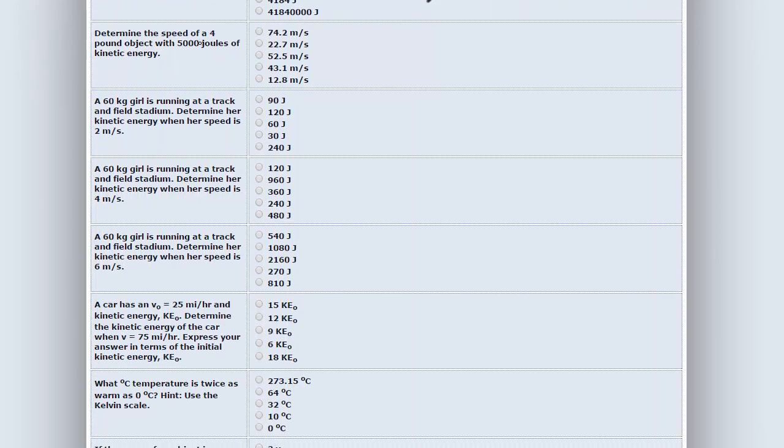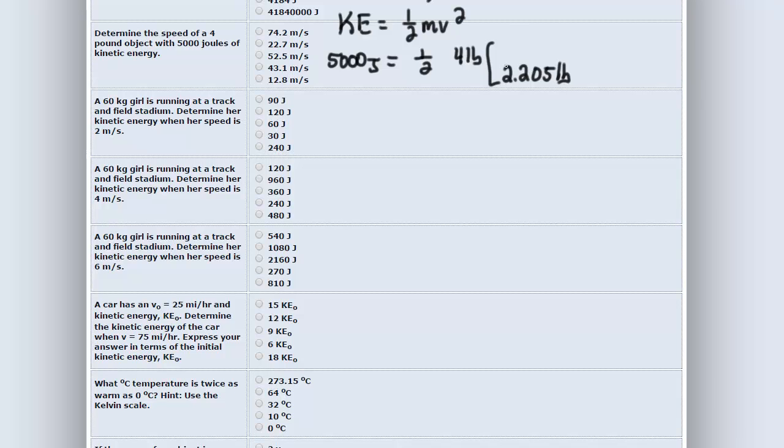Determine the speed of a 4-pound object with 5,000 joules of kinetic energy. The formula for kinetic energy is equal to 1/2 mv squared. The kinetic energy is 5,000 joules equals 1/2. Now we don't have the mass, we have a 4-pound object, and in an earlier lesson we learned that there were approximately 2.205 pounds per kilogram. So when we multiply, the pound unit will cancel out and we'll have units of kilogram, which is appropriate for mass. So 1/2 times the mass times the speed squared.